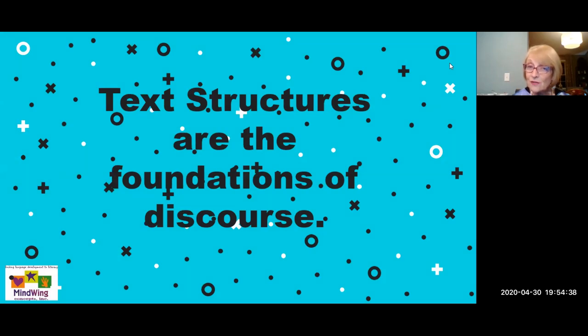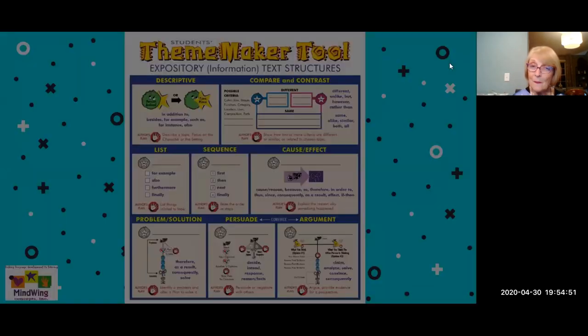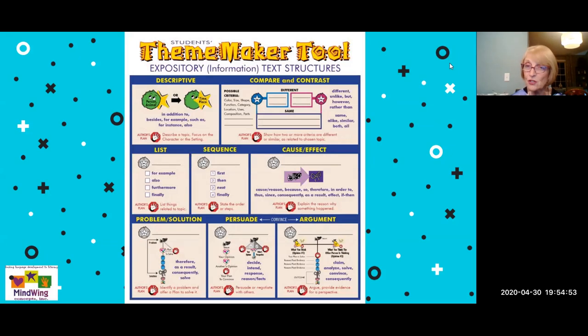The text structures are the foundations of discourse. So that's primarily what we're going to talk about today. We have the narrative text structures and we have information text structures. I'd like you to notice that words that are important for the different text structures, cohesive words, cohesive ties, are written in the little blocks.